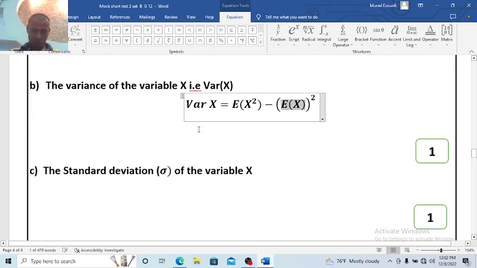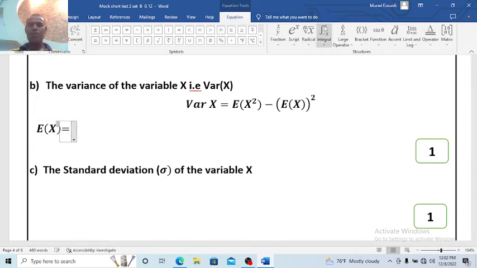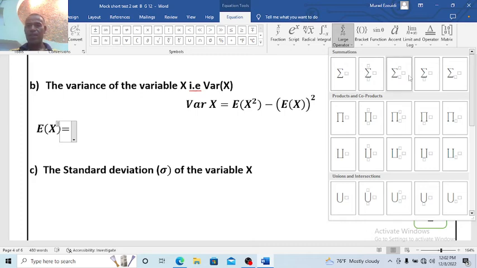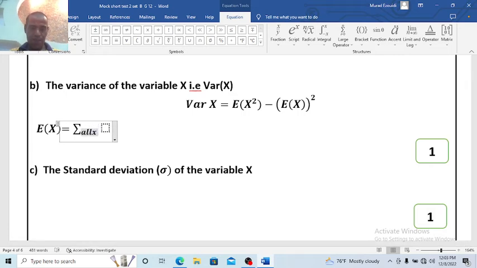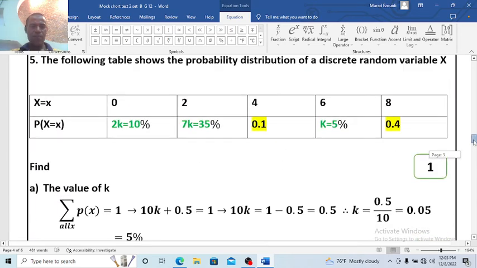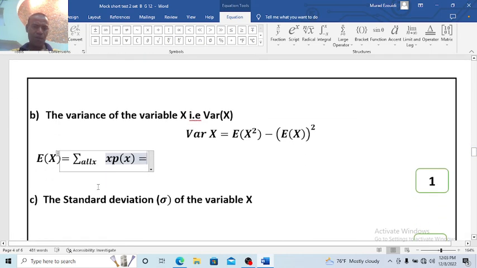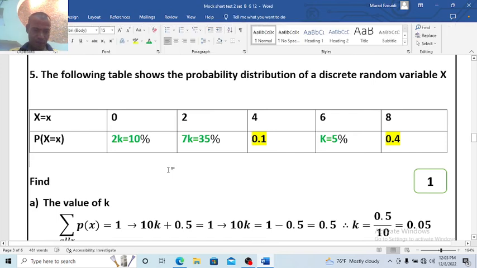E of X is equal to what? Equal the sum of x multiplied by their probability, or x multiplied by p of x. Okay, just calculation. This one will come like that. We have 0 multiply. I will use this here, then I will write it down. Okay, because I need the table. So I will paste.